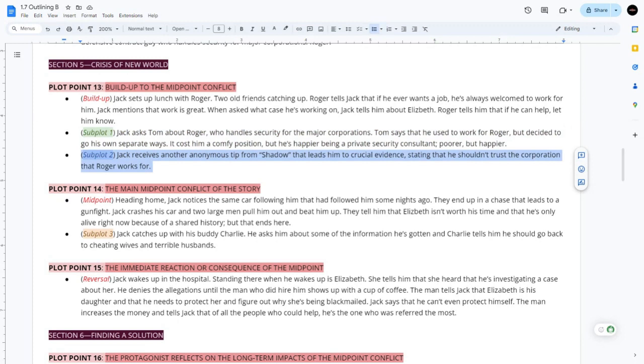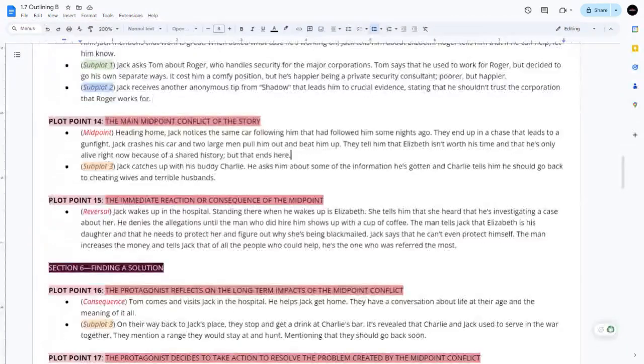Jack receives another anonymous tip from Shadow that leads him to crucial evidence stating that he shouldn't trust the corporation that Roger works for. Oh, okay. Now we're getting into it. So this leads us to the main midpoint conflict.